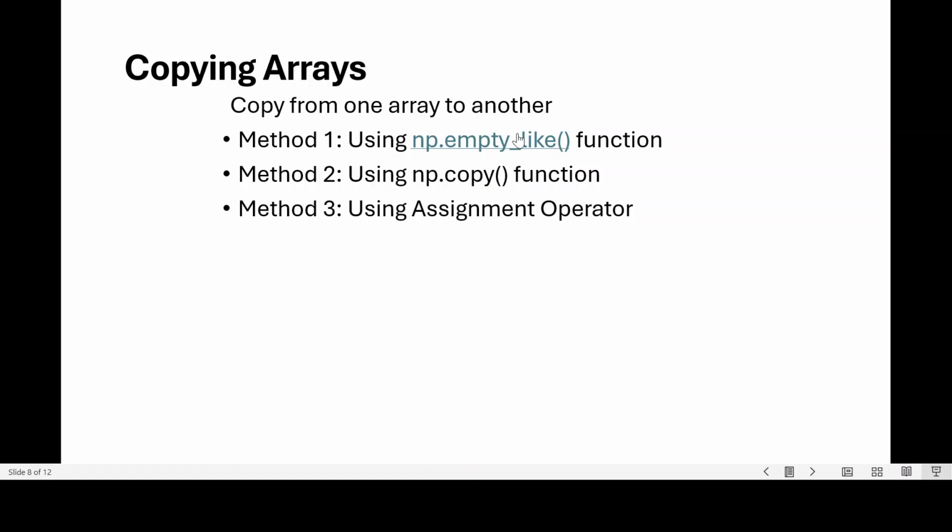The np.empty_like() function manually copies the elements. The second method, np.copy(), creates an independent copy of the array. The third method, the assignment operator, although it looks like copying, actually creates another reference to the same array. Now let us understand each method with an example, one by one.